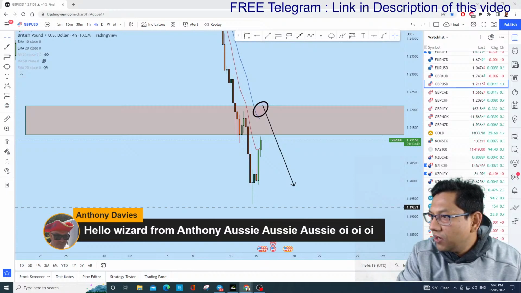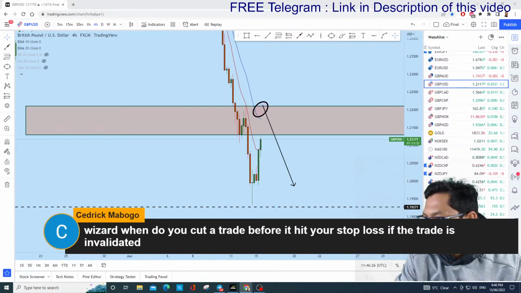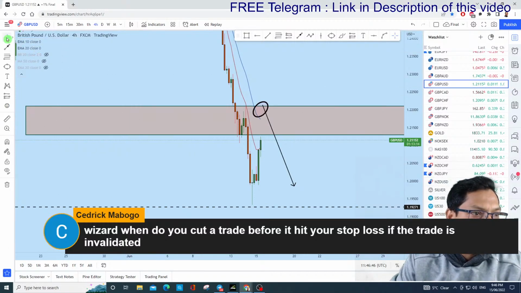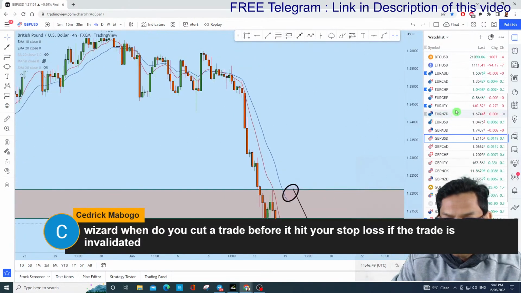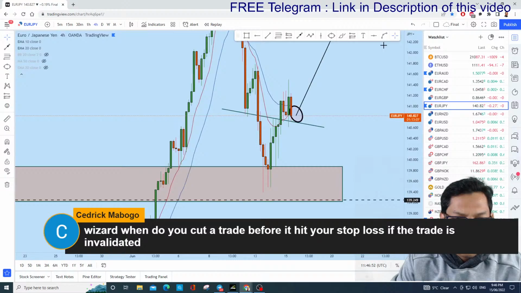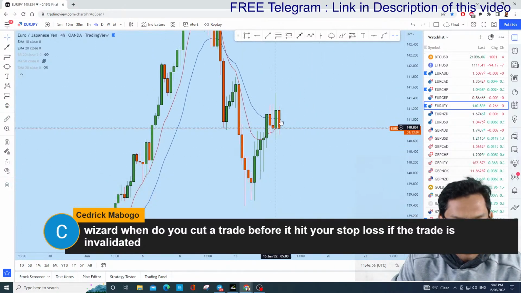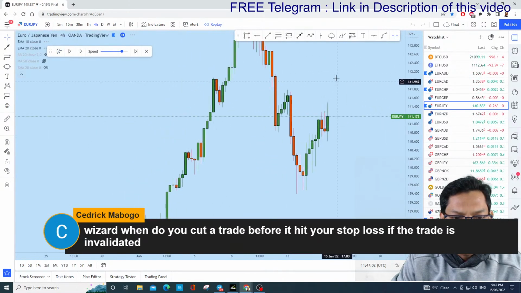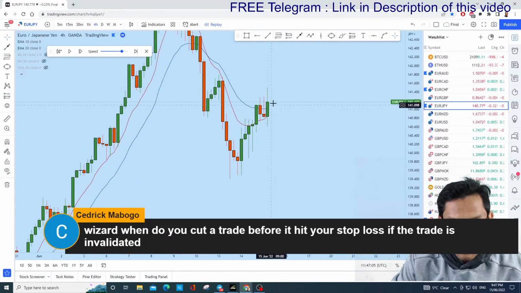Wizard, when do you cut a trade before it hits your stop loss if the trade is invalidated? Chedrick asked this question. Very good question. Today we did one like that. What I do is, if I see that my trading plan is invalidated, I cut. Let me give you an example. Let me show you this one here. On EURUSDJPY, we cut one trade early before hitting the stop loss. Let me show you that trade, a clear example. The way I entered the trade is here.